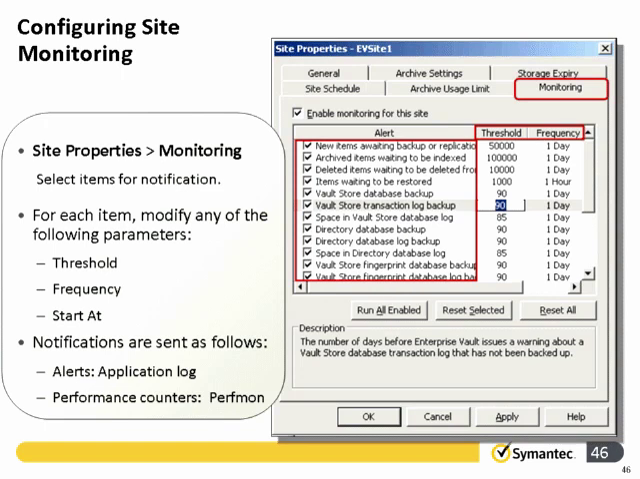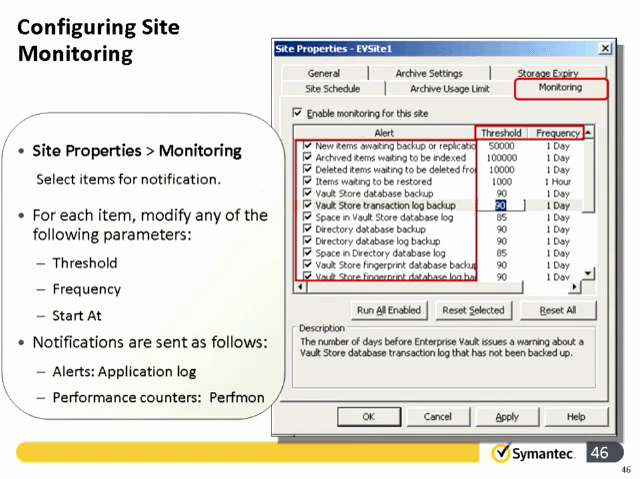In our example here, we have the property page for a site, EV Site 1, and we've gone to the monitoring tab. We have a listing there of the different alerts that you can monitor for. You also have the ability of changing the threshold, the frequency, and when you want monitoring to start.